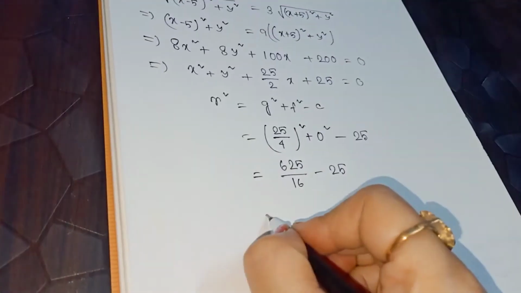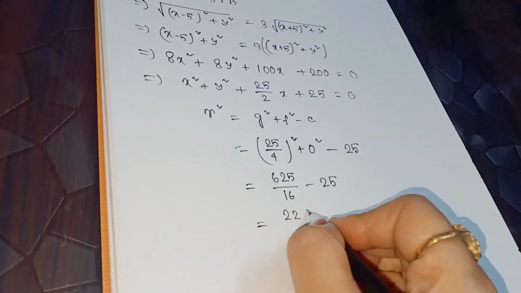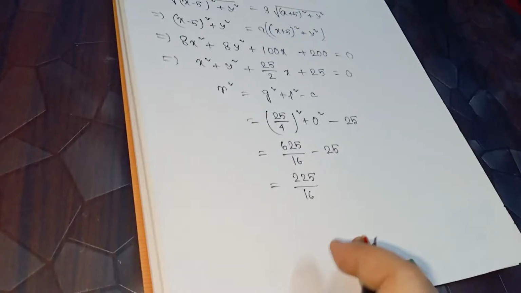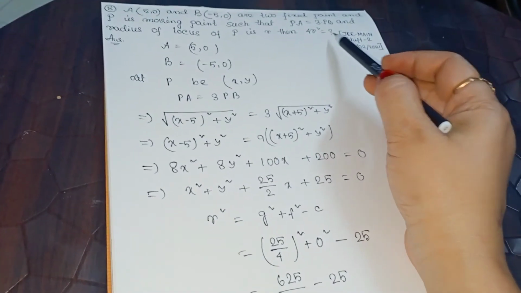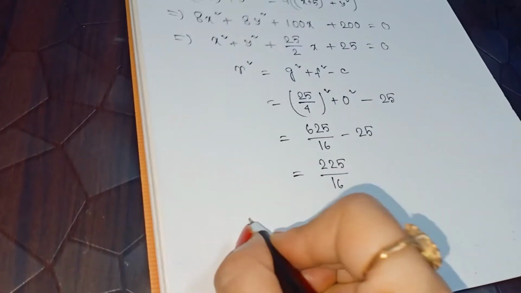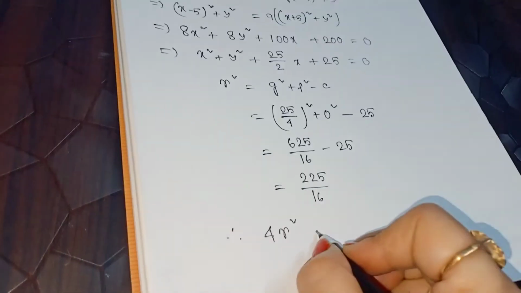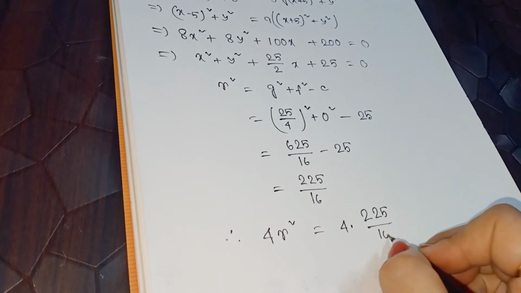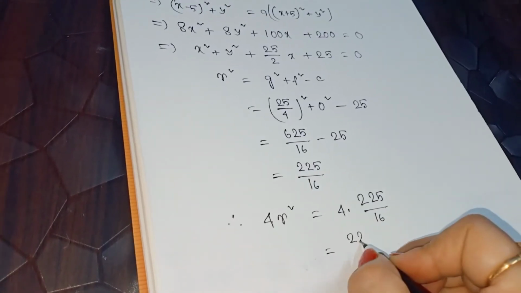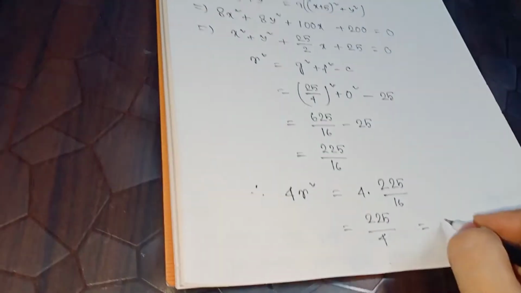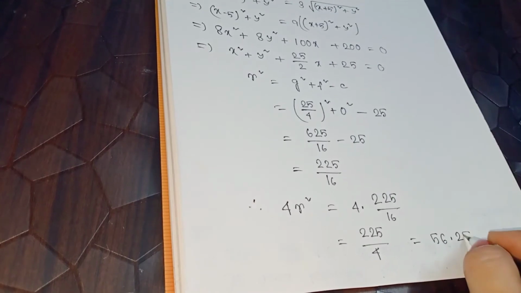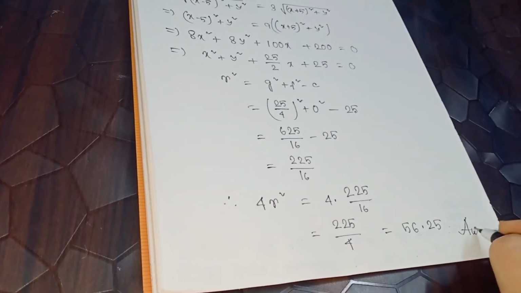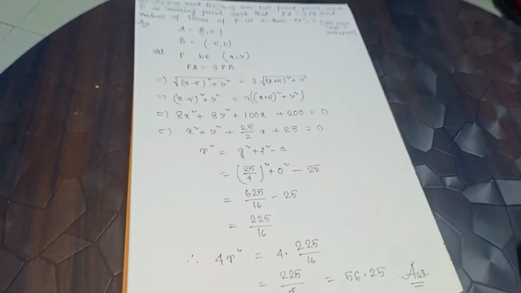So after calculating, here we get 225 divided by 16, and we should calculate the value of 4R square. So 4R square is equal to 4 into 225 divided by 16. So it is 225 by 4. Now it is 56.25, that is the answer. So we reached our required answer, and here is the whole solution.